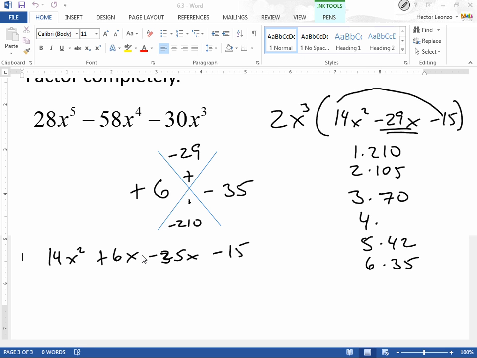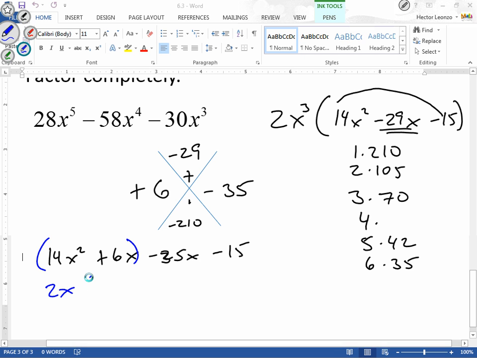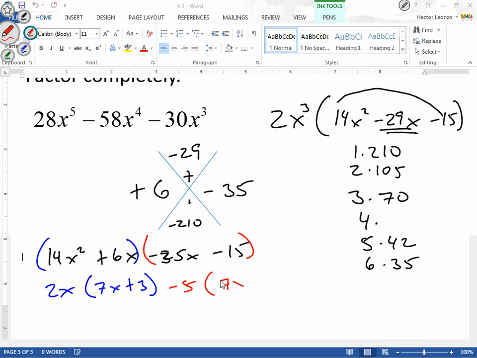Okay, let's do a grouping then. The first two, let me factor out a 2x. So when I divide both by 2x, I'm going to have 7x plus 3. Let me take a look at my other two terms. Let me divide both of them by negative 5. So I'm going to have 7x plus 3. Have a common parentheses. So my factors are 7x plus 3 and 2x minus 5.